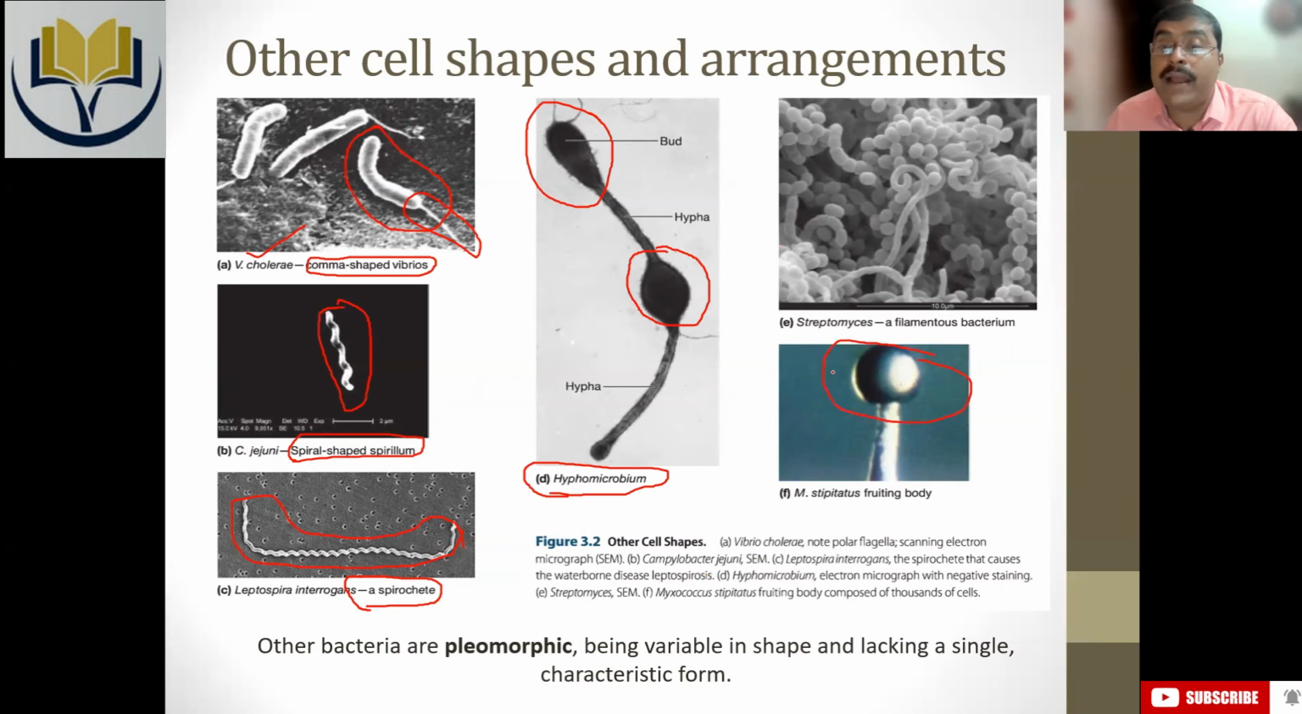The last one is the bacteria which form fruiting body. This is a very unique shape, Myxococcus stipitatus. They are the fruiting body forming bacteria. This fruiting body is formed using multiple cells, thousands and thousands of bacterial cells. Using all these bacterial cells, they form the fruiting body structure.